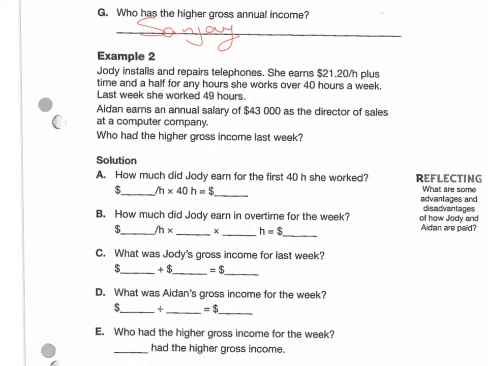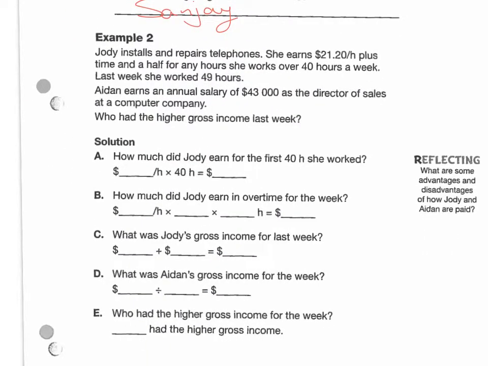All right. Next one. Jody installs and repairs telephones. She earns $21.20 plus time and a half for hours worked over 40 hours. Last week she worked 49 hours. And Aiden earns an annual salary of $43,000 as a director of sales at a computer company. Who has a higher gross income last week?